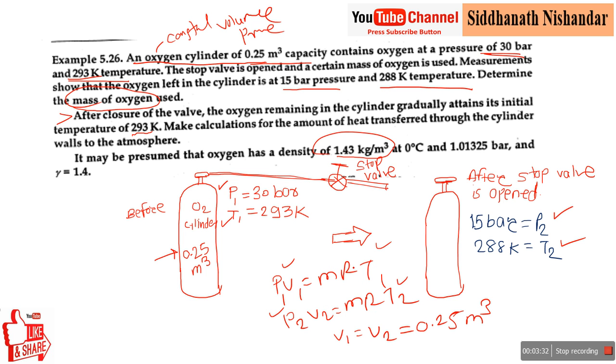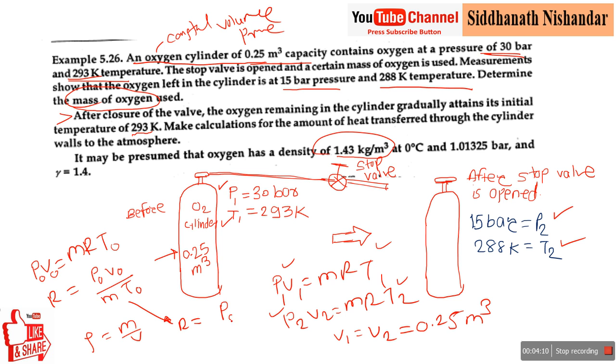Okay, the only unknown parameter is R. For calculating R, they have given a hint like the density, the pressure and the temperature. So again I use the fundamental formula PV is equal to mRT. For calculating R, the initial pressure we take P0, V0, T0. But you know that density is equal to mass per unit volume. So the equation becomes R is equal to P0 upon density into T0.